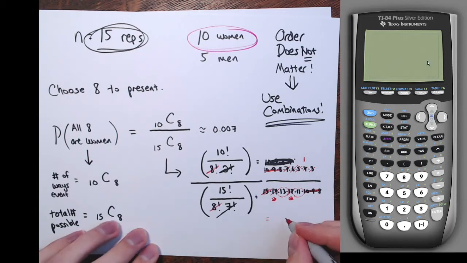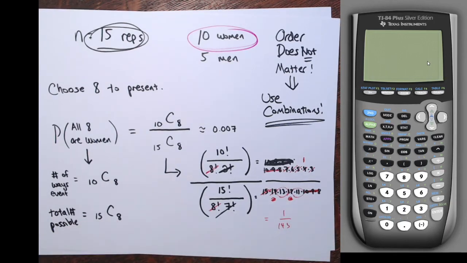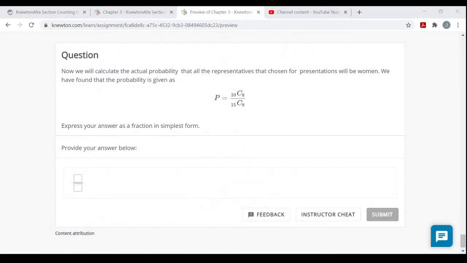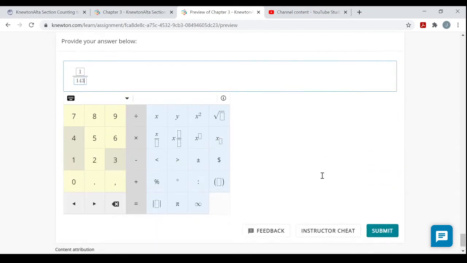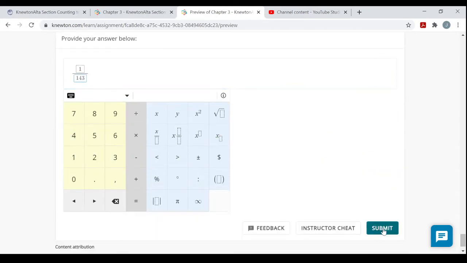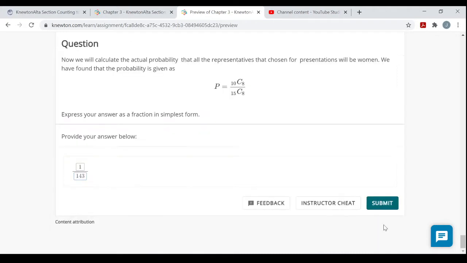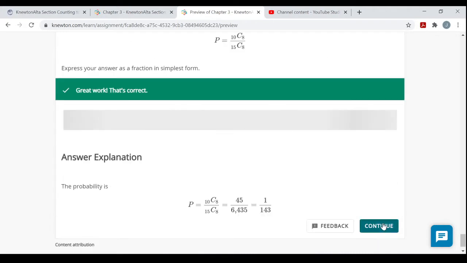All right, so this is all equal to 1 over 143, if you put this probability as a fraction. So do it by hand, or I'd say just do it on the calculator and have it change it to the fraction for you. All right, so I enter the numerator here. It says enter in simplest form, so you actually have to put it in lowest terms. Great.